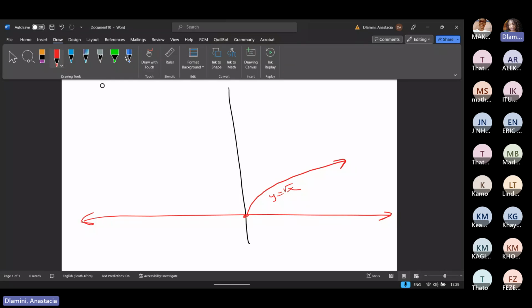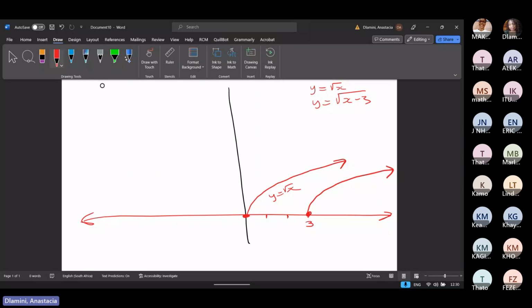So let's start with the horizontal shift. We have y is equals to square root of x. Now we want to draw y is equals to square root of x minus 3. It means that we are horizontally shifting it to the right by 3 units. So we start from here and count 1, 2, 3. So we come here, 3 units. So the graph will be somewhere here. Do you see that, guys? Yes, ma'am.